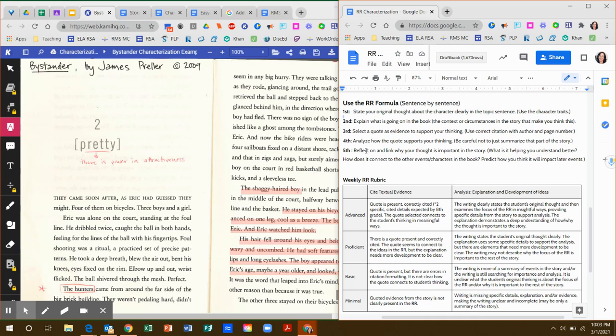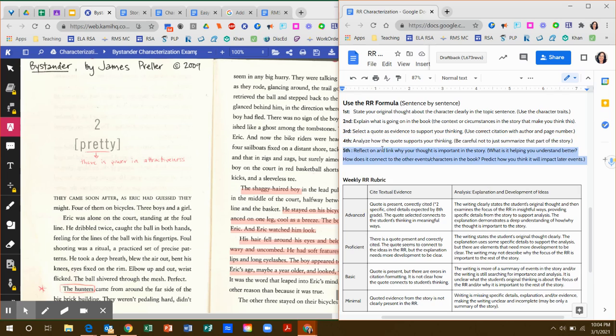You're going to then explain what is going on in the book is the next part over here, right? So just give some circumstances so that it makes sense, whatever you're about to explain. Then the next thing I want to do is select a quote that I'm going to use as evidence to support my thinking. And I want to make sure that I use correct MLA citation for that. After I put the quote into my writing, then I want to analyze how that quote supports my thinking right here in step 4. So again, I want to be really careful that I'm not just summarizing, here's what happened in the book. I want to explain especially why my thinking is important.